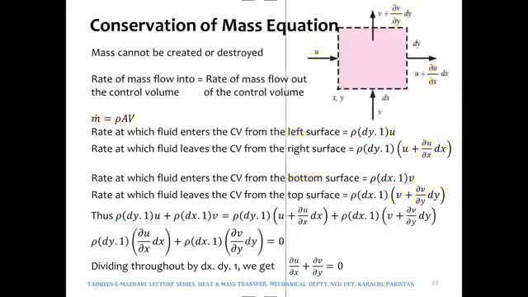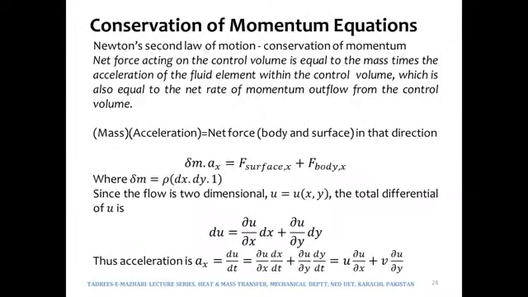Now moving further, we then have the conservation of momentum equation. The conservation of momentum equation is based upon Newton's second law, which says that the product of mass and acceleration is the net force in that particular direction. So over here we would write the mass as delta m, where delta m is the mass of the differential element that we were looking at, which has the dimensions of dx and dy.